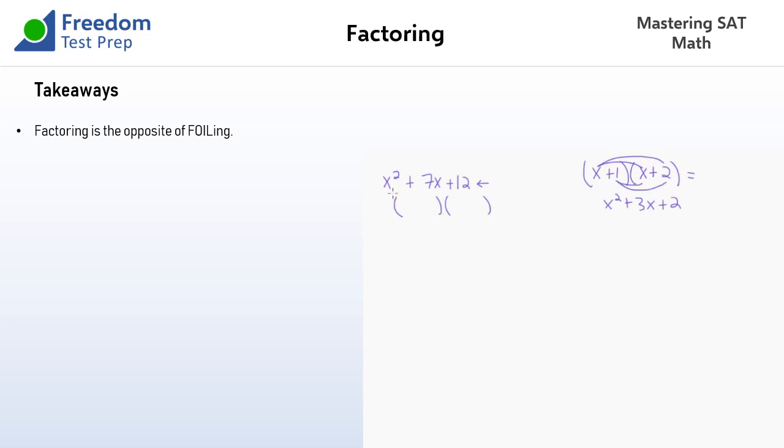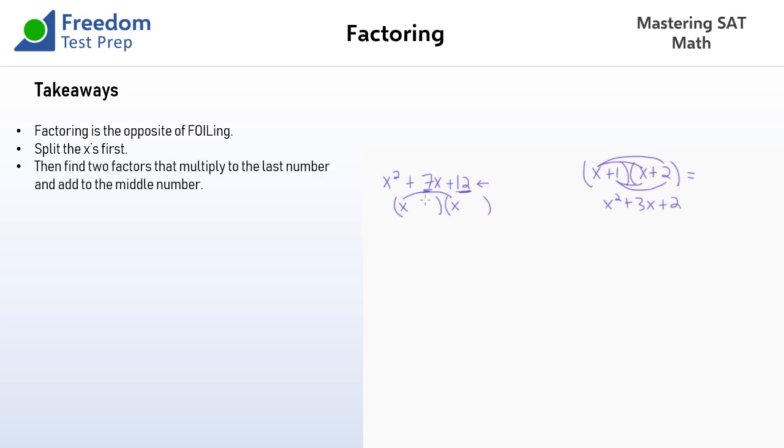Okay, so the first thing we do is we split the x's, one here and one here, because we know that when we FOIL, we do our first multiplication, x times x is indeed x squared. Okay, the next step is we look at the last number, the standalone number. And we look at 12 and we say we need two factors of 12, right? Two numbers that multiply together to equal 12, but they also have to add to 7. And that would be 3 and 4. 3 and 4, when you multiply them, you get 12. When you add them, you get positive 7.